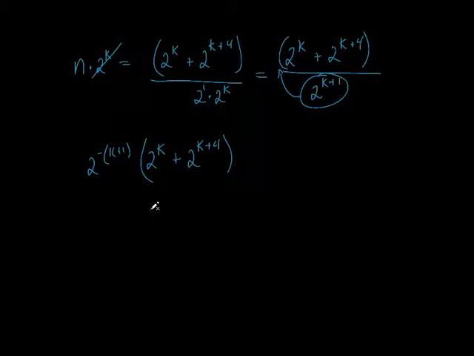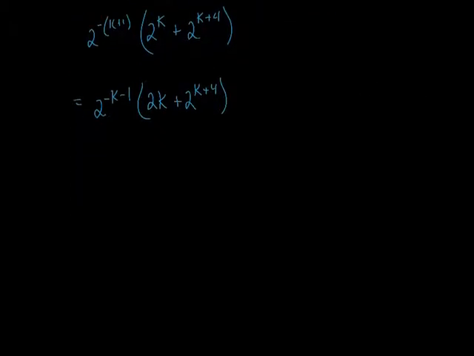Now we're going to do some multiplication here. Let me think the best way to do this. Let's not have this negative outside of this. Let's just distribute the negative through. So that would be 2 to the negative k minus 1 times 2 to the k, plus 2 to the negative k minus 1 times 2 to the k plus 4. Again, you might be able to skip some steps here. It's all how comfortable you are with this stuff.